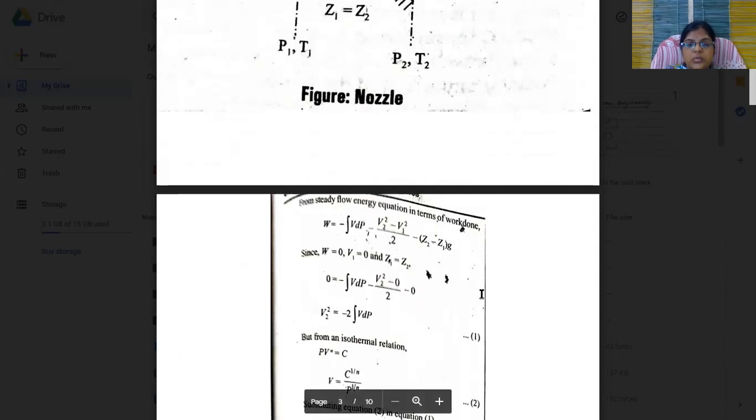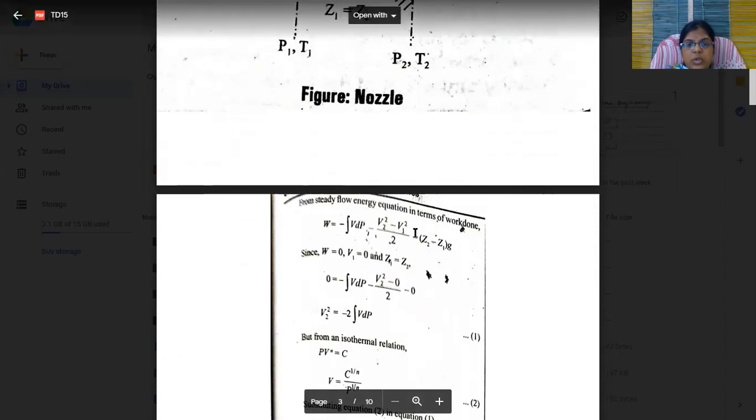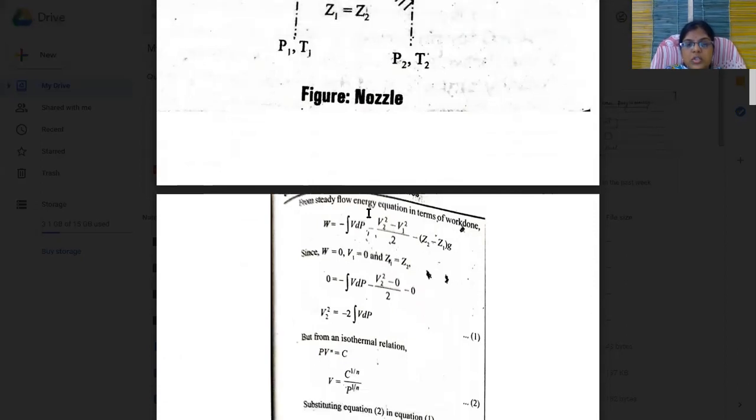From the steady flow process, what do you know, what is the equation of the steady flow process? This is the steady flow equation. Here H1 minus H2 is replaced with the minus integral of VdP. Students, I want to tell one thing about the flow process. Flow process is nothing but an open system. For an open system, work done is minus integral of VdP. We have to remember, students, for a closed system work done is integral of PdV, and for an open system work done is integral of VdP.